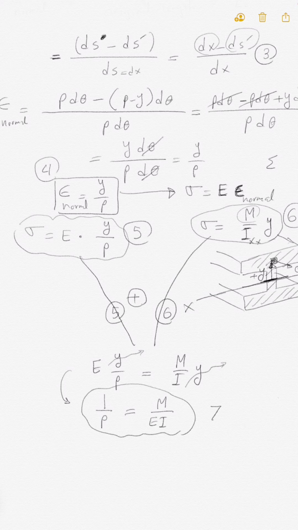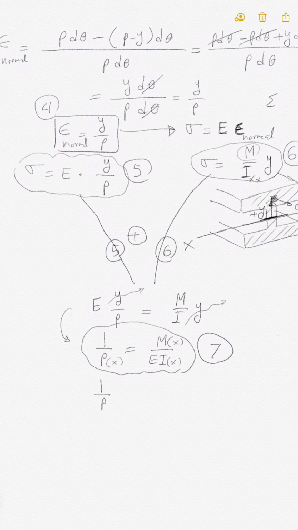Let's call this equation 7. What a nice number. 1 over rho is equal to M over EI at any x. Well, you know that when we say M, we don't talk about a constant. It could be a function of x. Also, the moment of inertia could be a function of x for something like a tapered beam. E could be a function of x for a composite material. So don't forget that. And also the radius of curvature is a function of x. So just for simplicity, I just write 1 over rho is equal to M over EI, but every single one of these, in fact, is a function of x.